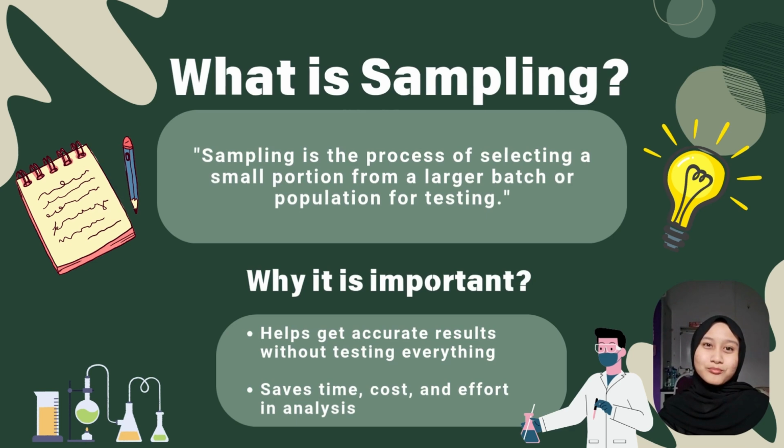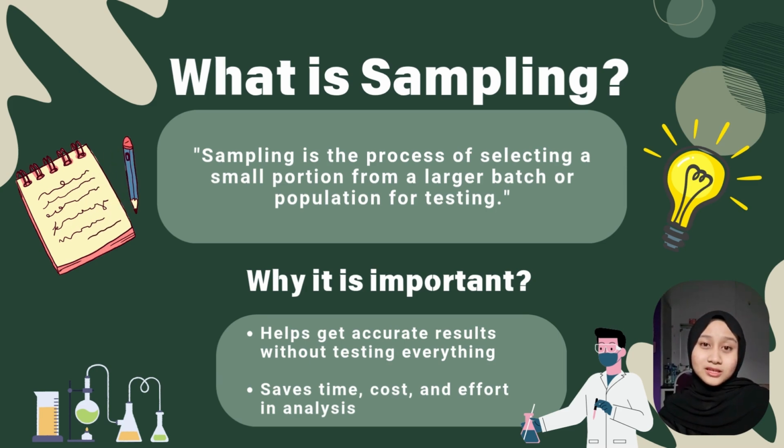Hello everyone. Before we dive into the details, let's first understand what exactly is sampling. Sampling is the process of selecting a small portion from a larger group. In this presentation, I will be talking about the importance of sampling, the main factors that affect sampling quality, and also the basic steps involved in collecting a proper sample.